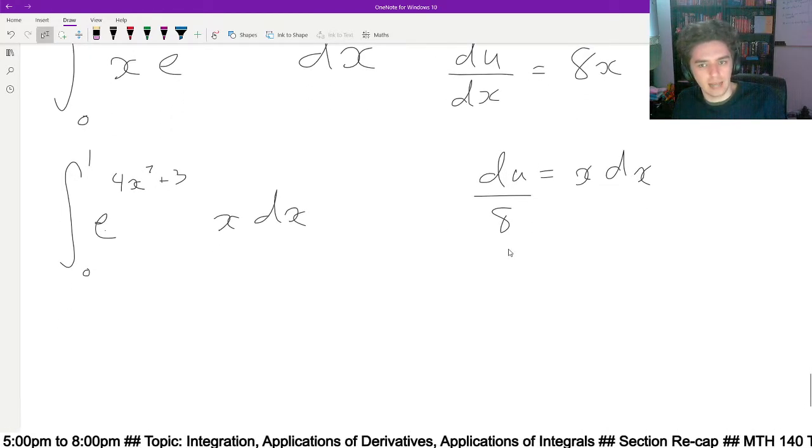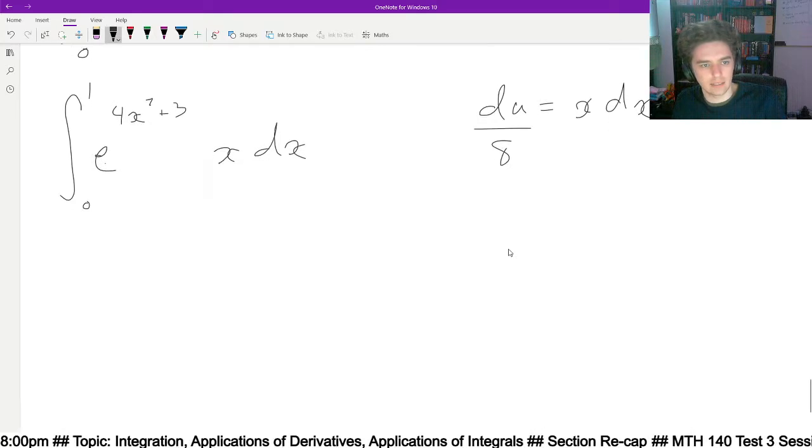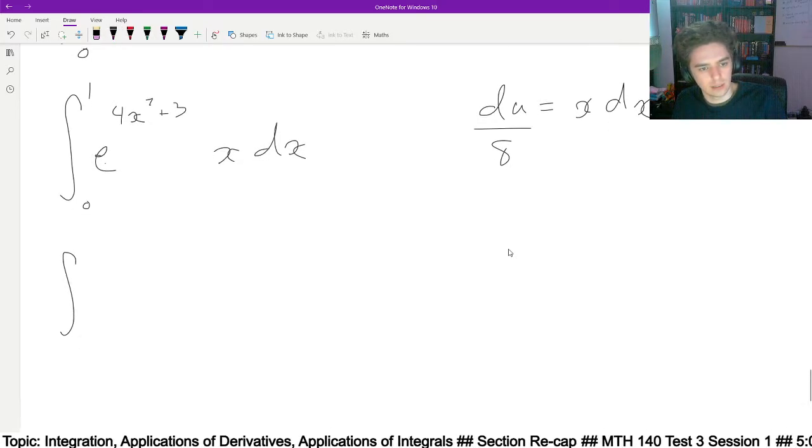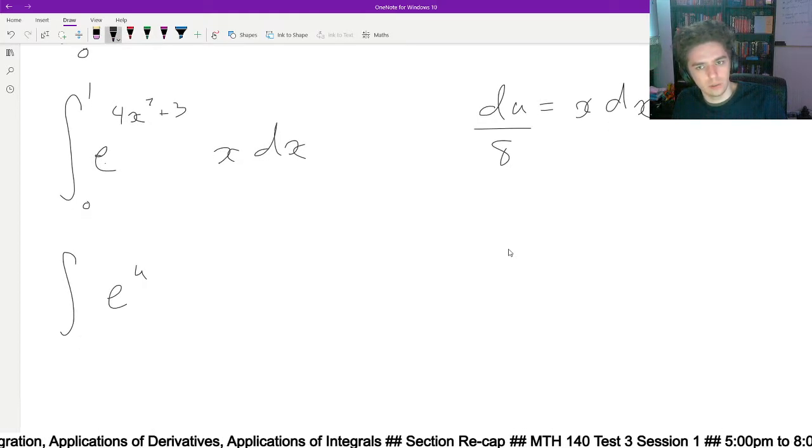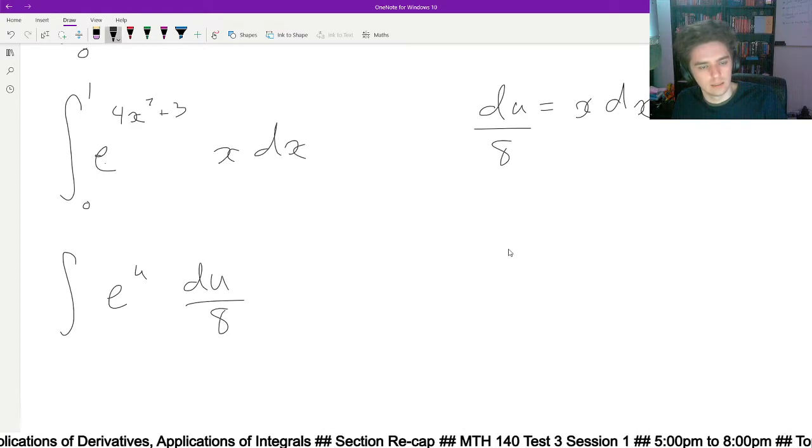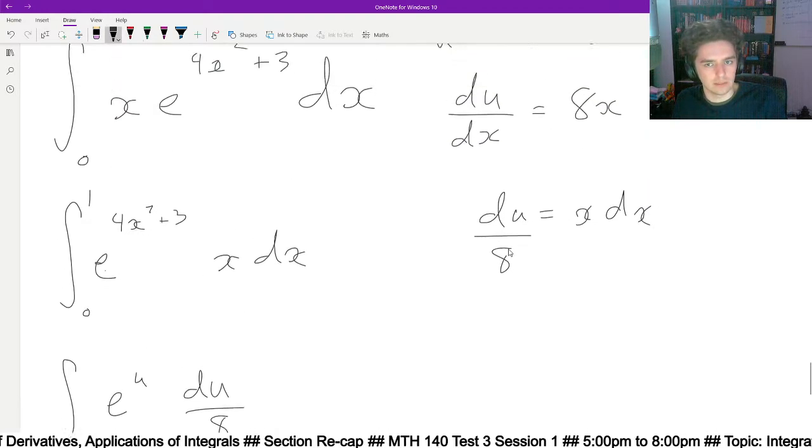So, well, look at that. x dx is du over 8. So I can rewrite this as e to the u times du over 8. And I just got to adjust these limits of integration now.